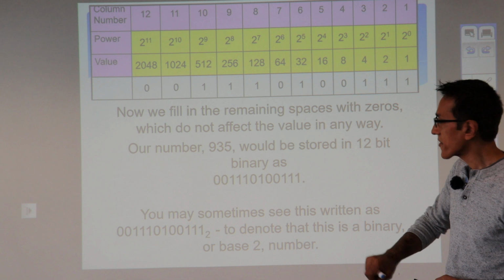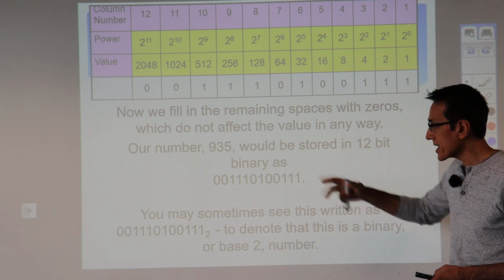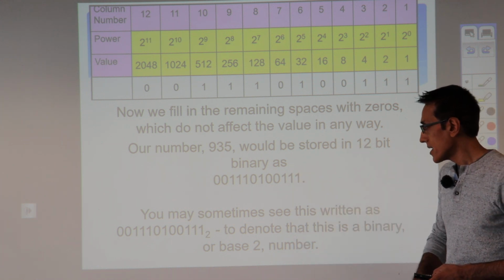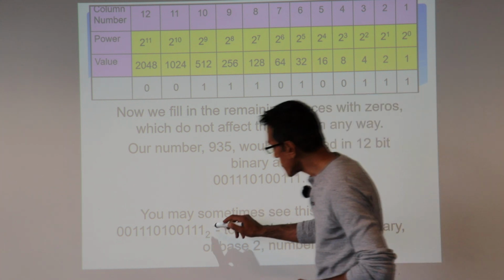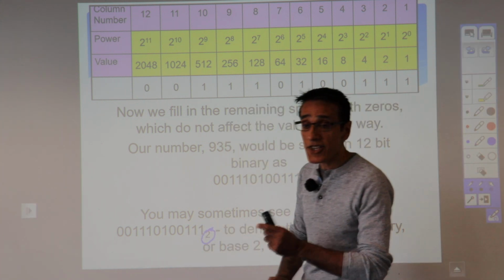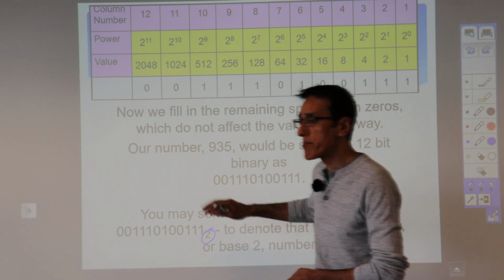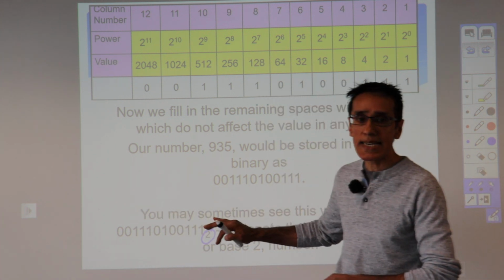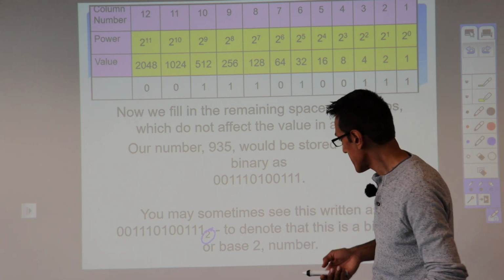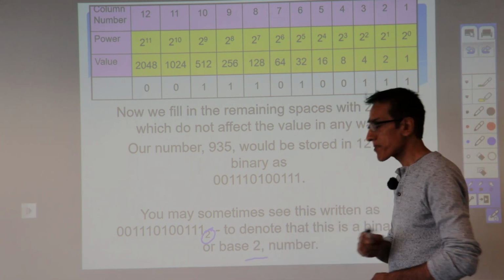So 935 stored in 12-bit binary is this number. Sometimes you'll see this with a small 2 at the bottom. That's the subscript 2. Subscript means it's below the normal line of text. So it represents base 2.